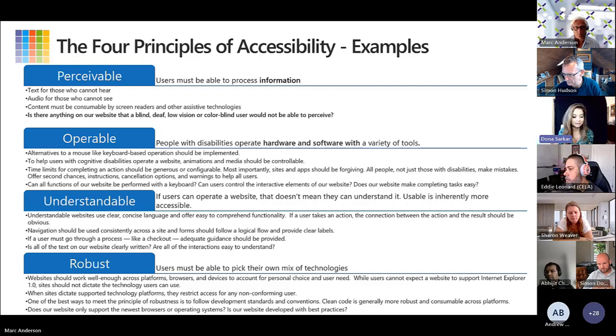So that is the thing about this last one, robust. Offer more options, because then people can choose what works for them without any labels. Okay. And then next slide, Sharon.